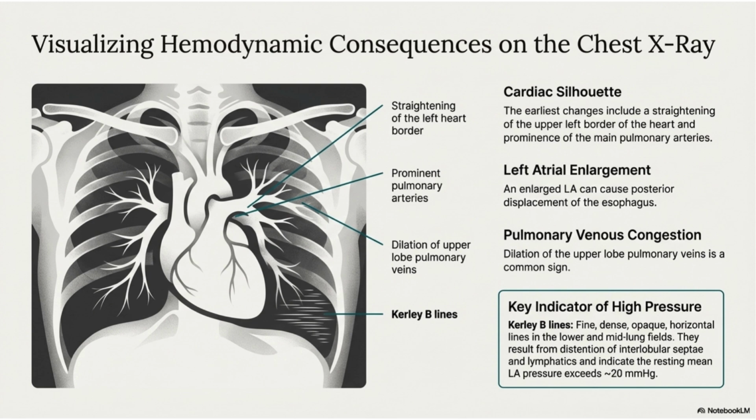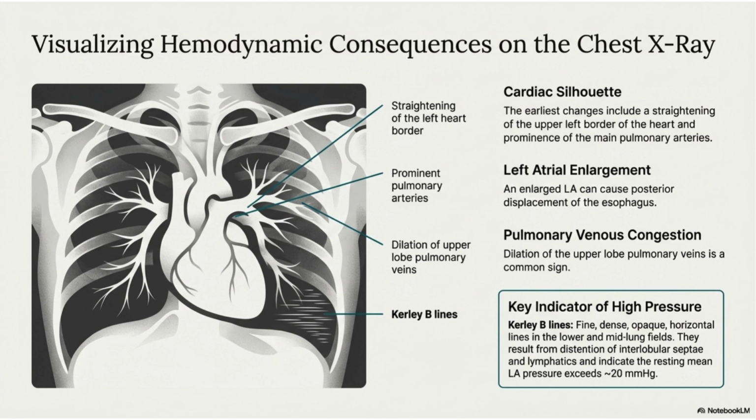But the most specific sign of chronic high pressure, the one that really confirms lung congestion, are the Kerley B lines. Kerley B lines are a classic radiological sign of decompensation. They're these fine, dense, opaque, horizontal lines that you see best near the outer edges of the lower and mid-lung fields. They are the physical manifestation of that interstitial edema we discussed. They result from the distension of the interlobular septae and lymphatics with fluid.